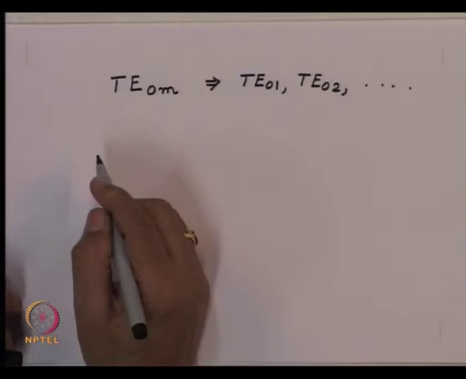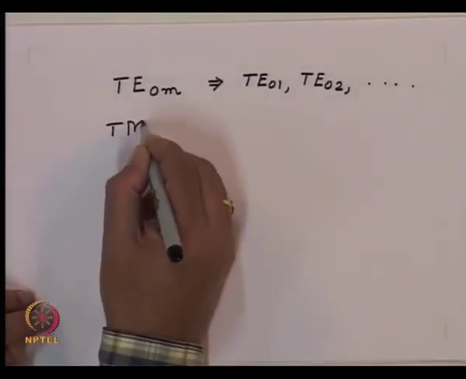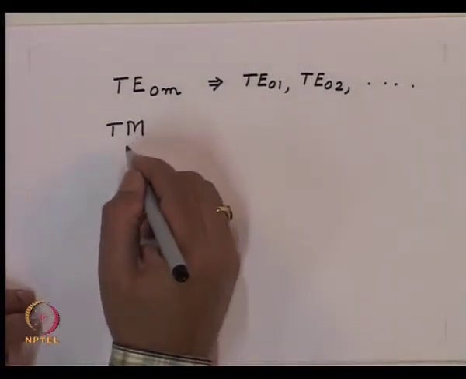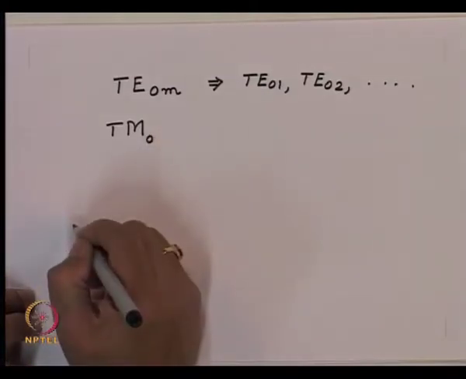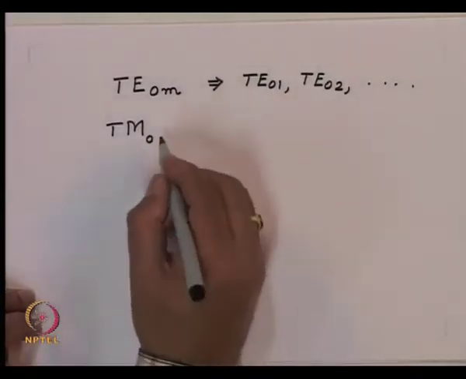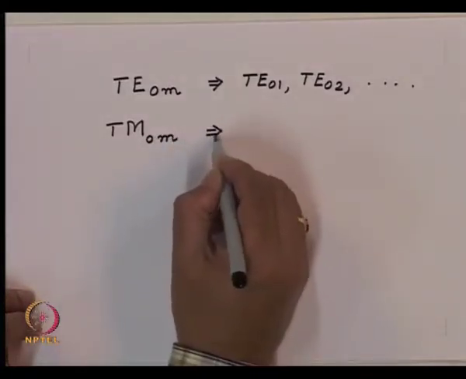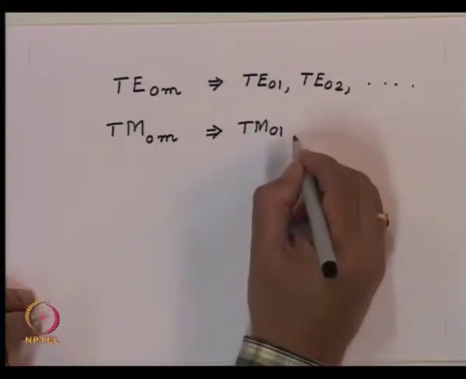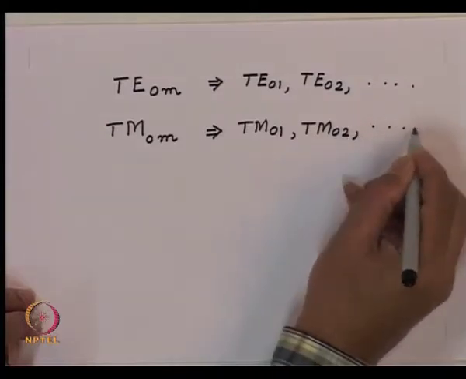The same argument is true for the transverse magnetic case also. So, we have a transverse magnetic case. Again, the nu is 0 for the transverse magnetic case. So, this index is 0. And then depending upon which solution we have, you get index m. So, you can get a mode which could be transverse magnetic 01 or transverse magnetic 02 and so on.